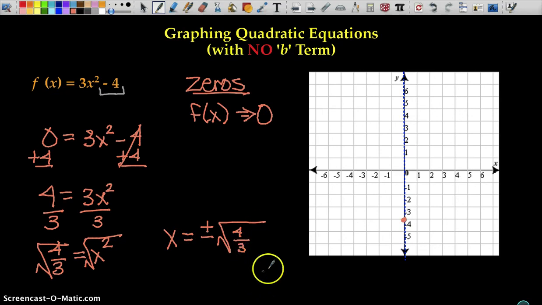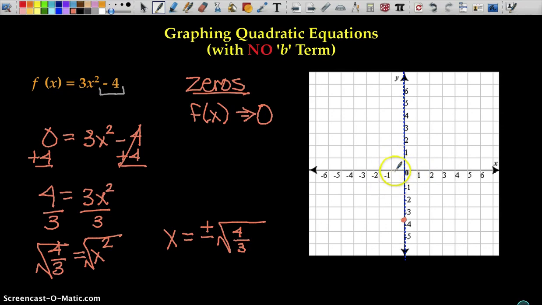Okay, now you're looking at this and thinking, what in the world? We can't do that. And you're absolutely right. It's not really possible. But let's think of this. 4/3 is a little bit more than 1, right? So something like over here. But if we're taking the square root of it, we're going to end up probably a little bit closer to our 0.